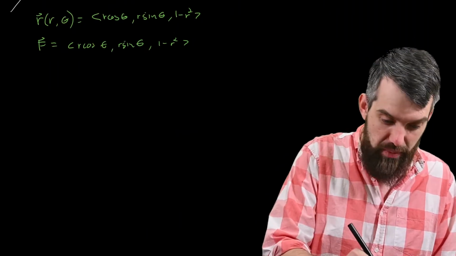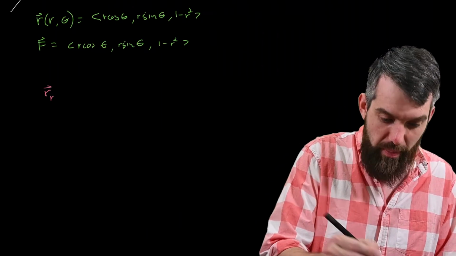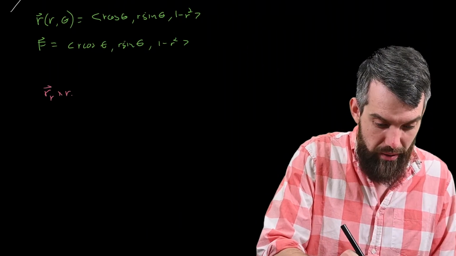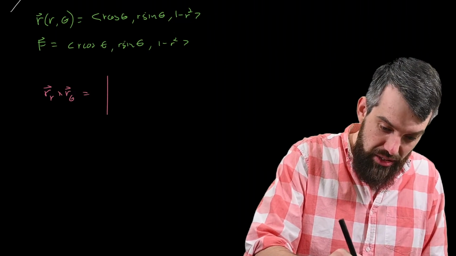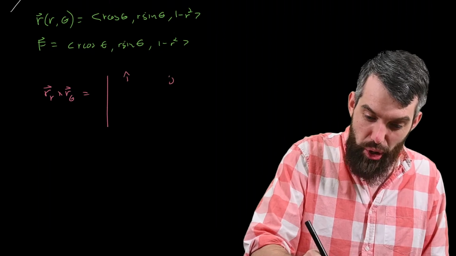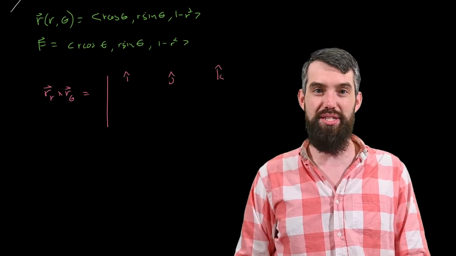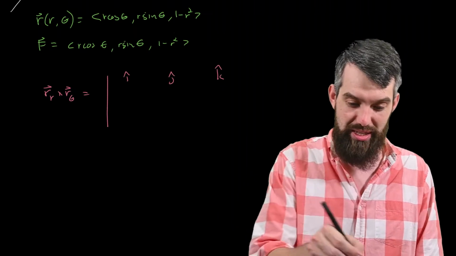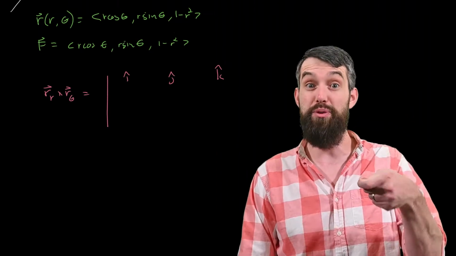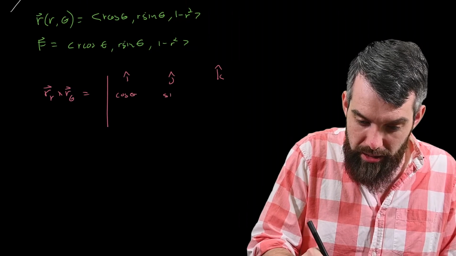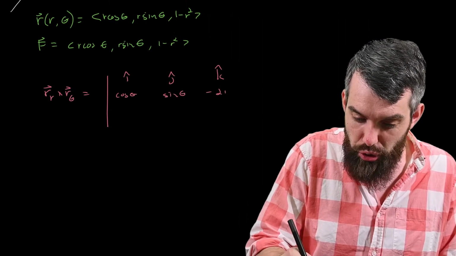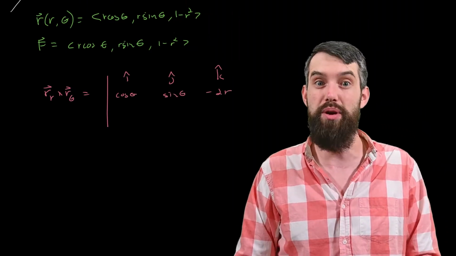Okay, so now I want to compute out r_r, the partial with respect to r, crossed r_theta, the partial with respect to theta. This is defined to be a determinant of this sort of funky matrix here, and I had to do some partials in my head here. So the second row is the partial with respect to r. So that's going to be cos theta, sine theta, and minus 2r. The derivative of 1 minus r squared is minus 2r.